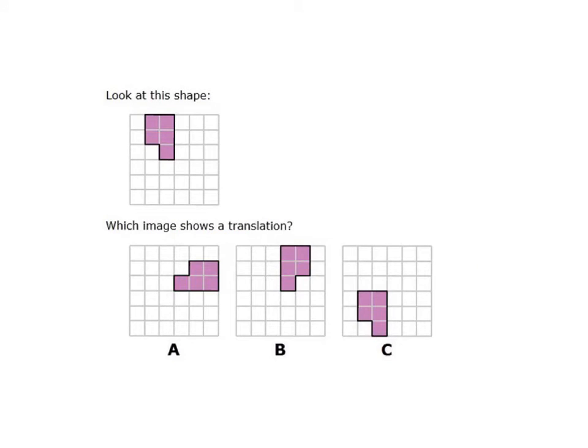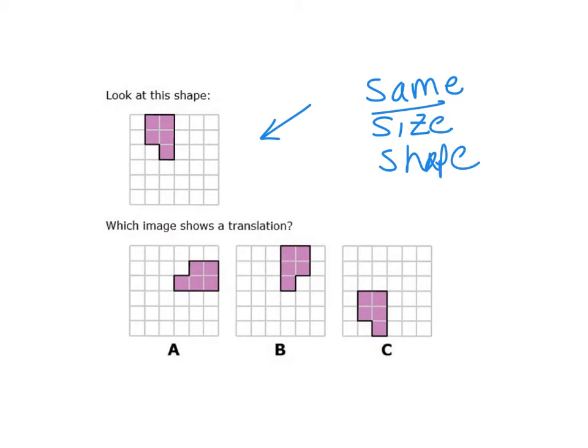For this first problem, it says, look at this shape. So we're just looking at the top one here. And then we want to compare it to each of the 3 and which one shows a translation. So we know what has to be the same is not just the size, they all have the same size, not just the shape, all 3 of our answers have the same shape, but the orientation is the same.